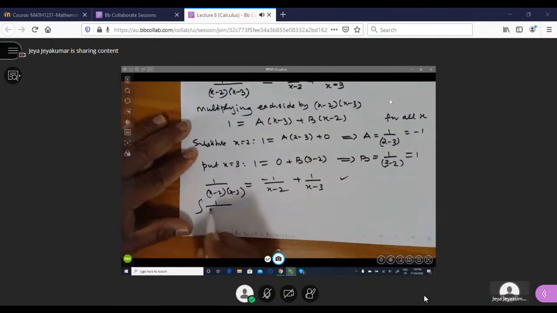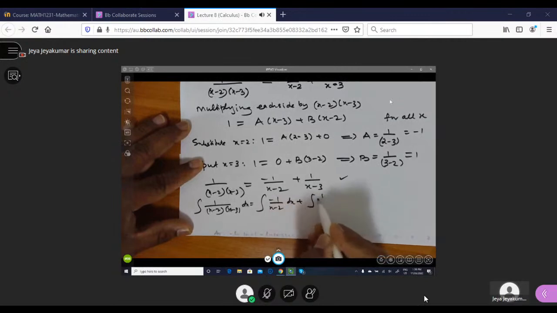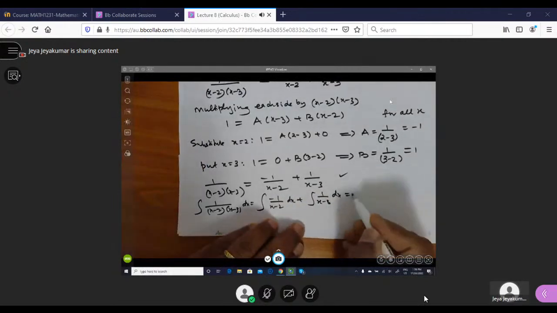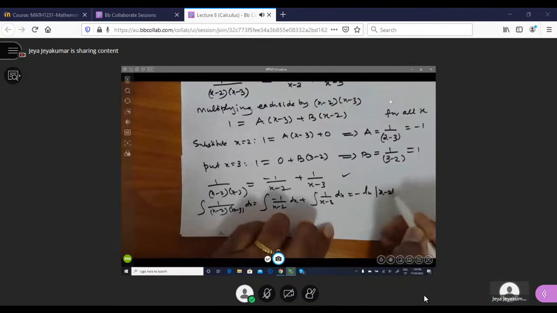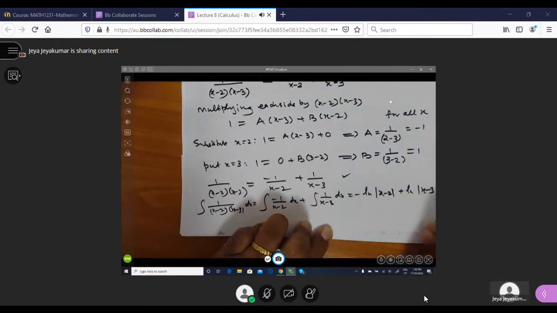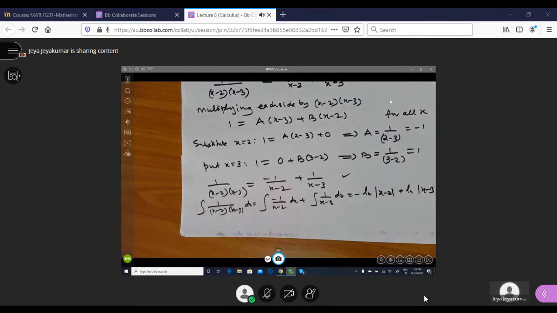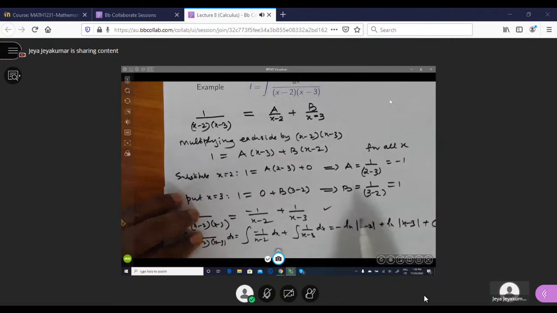The integral of 1 over (x minus 2)(x minus 3) dx equals the integral of minus 1 over x minus 2 dx plus the integral of 1 over x minus 3 dx. Simple integration. So that gives you minus ln absolute value of x minus 2 plus ln absolute value of x minus 3 plus c. Okay? Now, I'm going to redo this question again and see how we can easily get this constant.